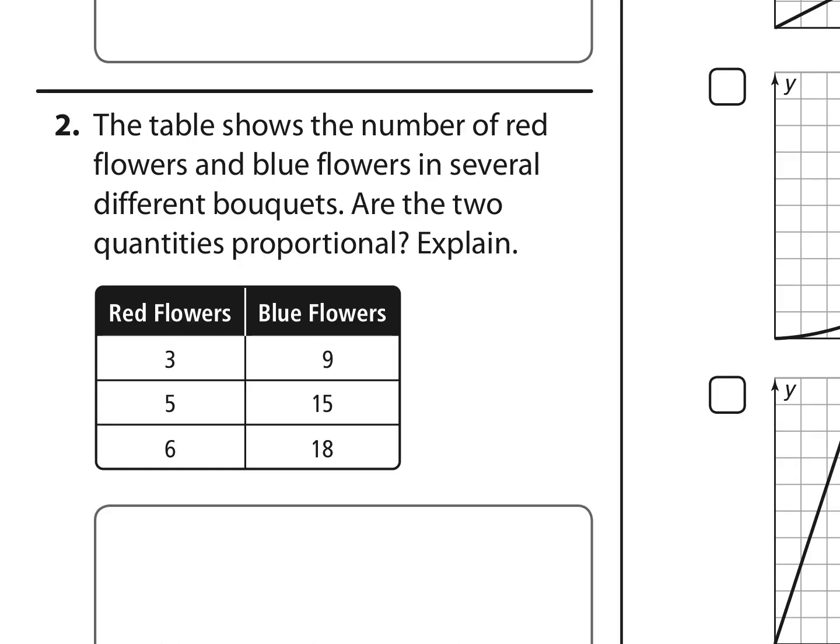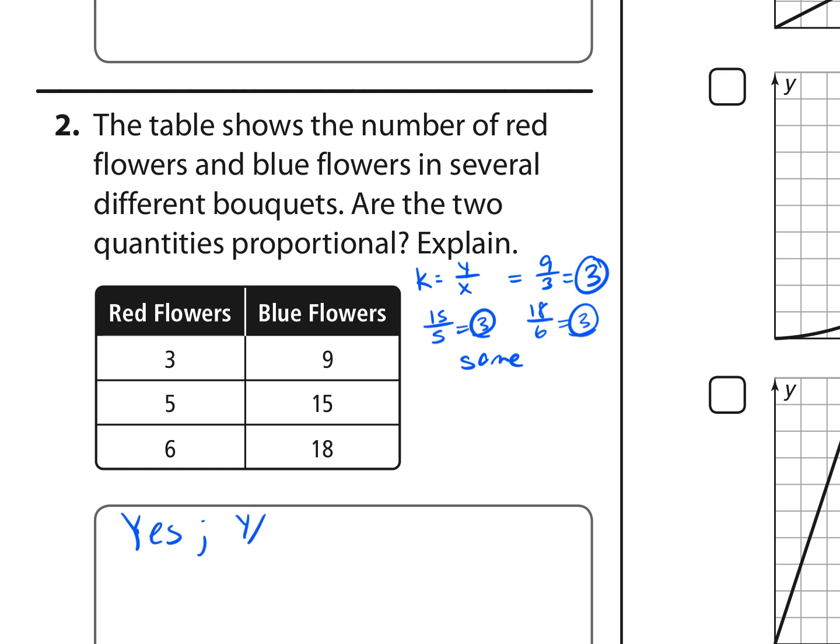Number 2, the table shows the number of red and blue flowers in several different bouquets. Are the quantities proportional? So let's find out. Let's take the first ordered pair and say, okay, 9 divided by 3 is 3. We'll take the second ordered pair, 15 divided by 5 is 3. We'll take the last ordered pair, 18 divided by 6 is 3. So they are all the same. So is this proportional? Yes. y divided by x is equal each time, so they have the same constant of proportionality.